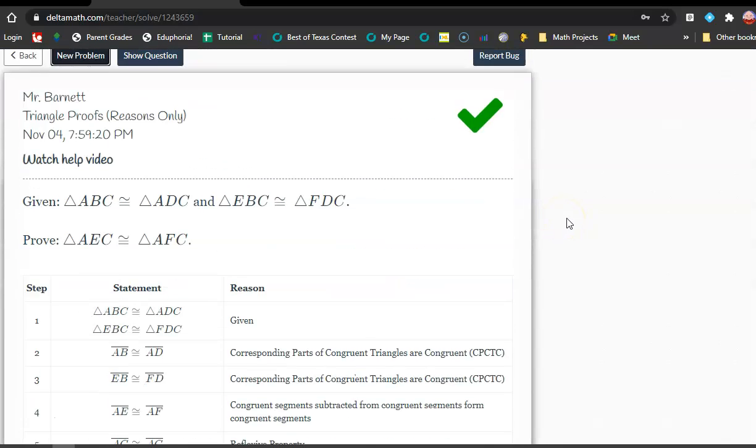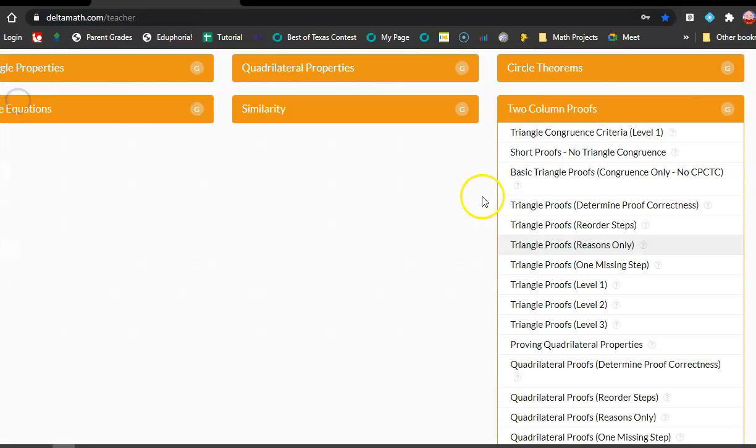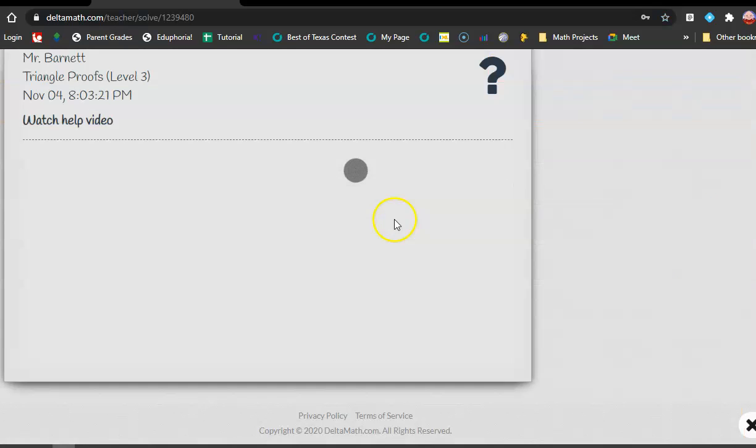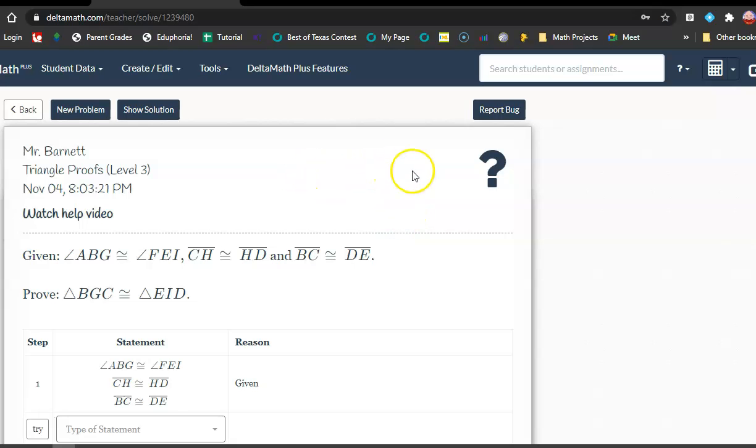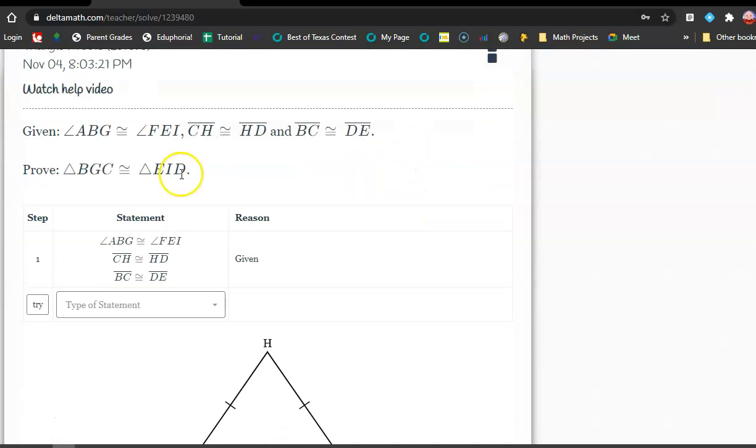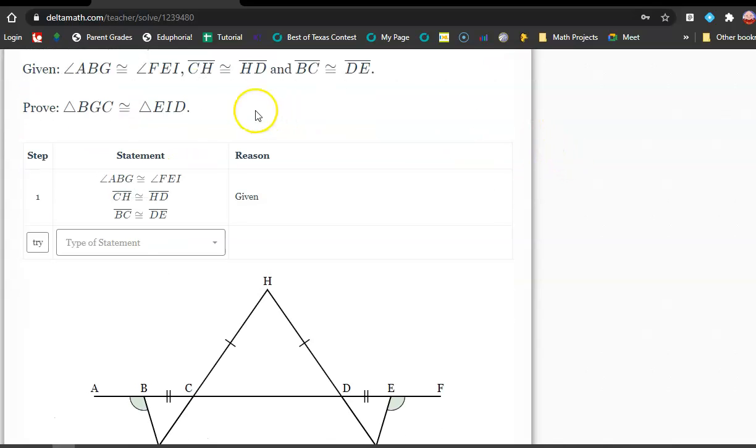Alright. Now, let's do a hard one really quick. Let's do one of these. This one isn't going to give us anything. It's just going to say, here's your stuff, solve it. So what do we got? We've got angle ABG is congruent to angle FEI, segment CH congruent to segment HD. Okay, those two are congruent. We're trying to prove that the triangles are congruent. Triangle BGC congruent to EID.